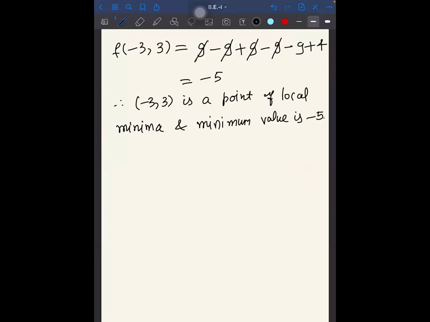There is a difference between the point and the value, right? So this is the point at which the minimum value is achieved, and the minimum value which we get is minus 5. Is it okay? Are you with me? Okay, so let's move to the next question. Let's say question number 3.